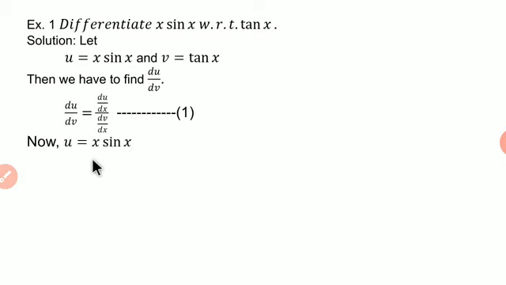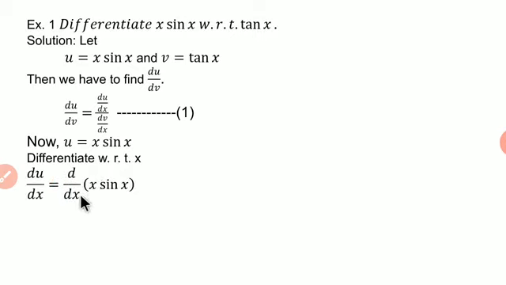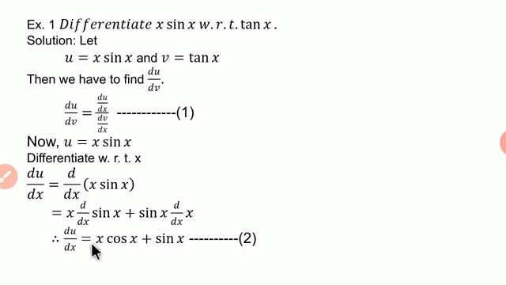Now since u is equal to x sin x, so differentiate this with respect to x, we get du by dx is equal to d by dx of x sin x. To differentiate RHS, we use UV rule. So we get du by dx is equal to x into d by dx of sin x plus sin x into d by dx of x. Now taking the corresponding derivatives, we get du by dx is equal to x cos x plus sin x into 1 means sin x. We call it as relation number 2.